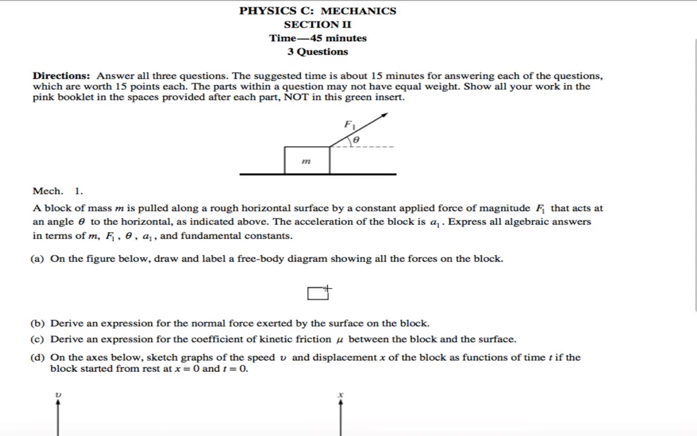So I've got F1 here. I've got the weight pointing down here. I've got the friction force pointing left. And I've got the normal force pointing up. So those are the forces acting on the block.